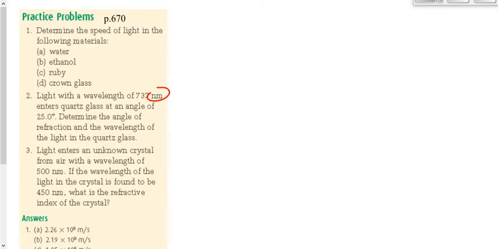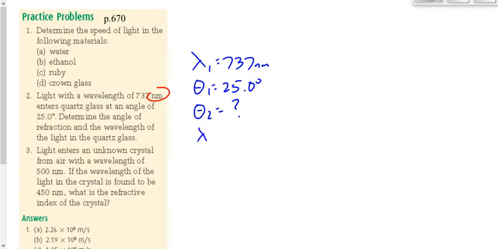Enters at 25 degrees. What's the angle of refraction and the wavelength? So we're going to say lambda 1 is 737 nanometers. This is the wavelength of light as it goes in. And we're going to say theta 1 is 25.0 degrees. We're looking for theta 2, and we're looking for lambda 2.